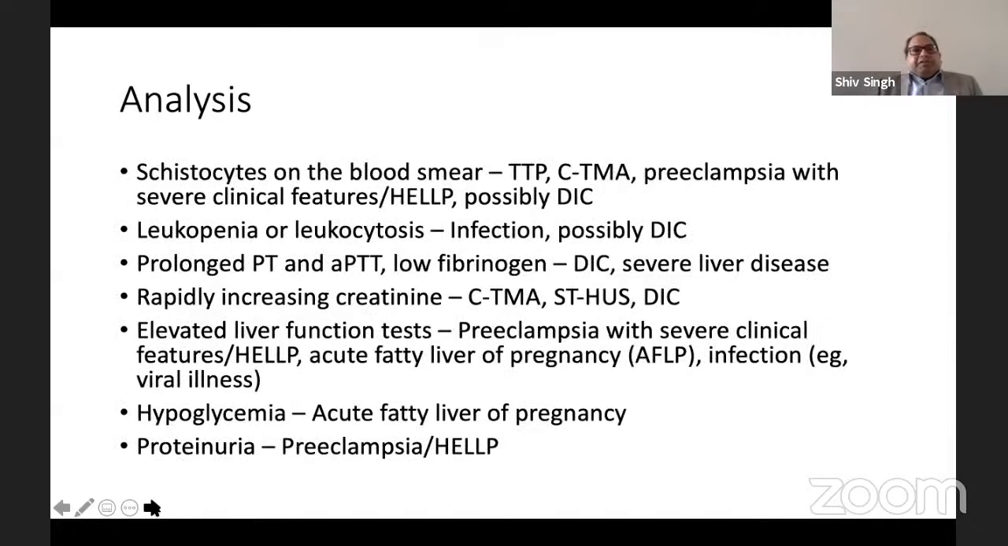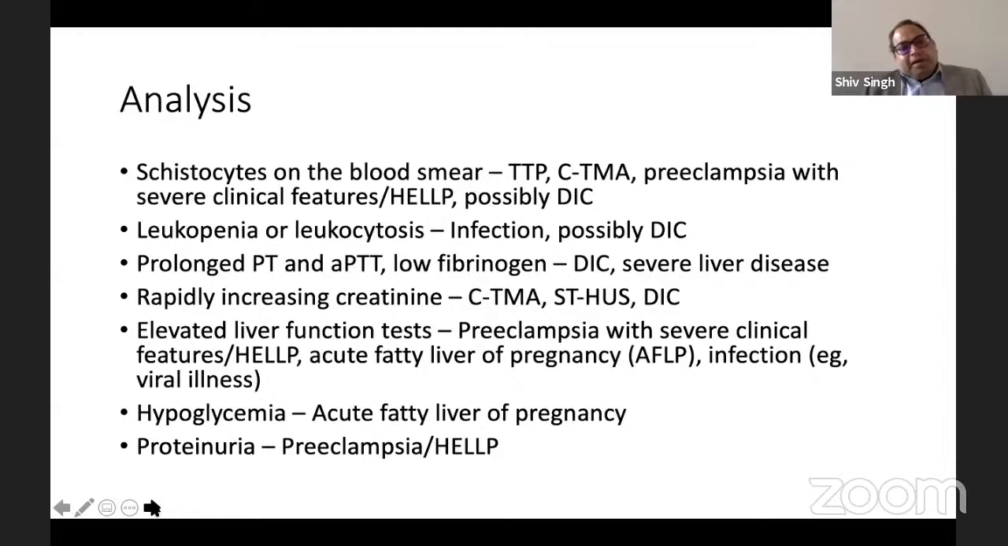On the blood smear, if you see schistocytes, then you start thinking of thrombotic thrombocytopenic purpura, or look for complement-related thrombotic microangiopathy, or CTMA. This could also be seen in preeclampsia with severe clinical features or HELLP syndrome, possibly DIC.